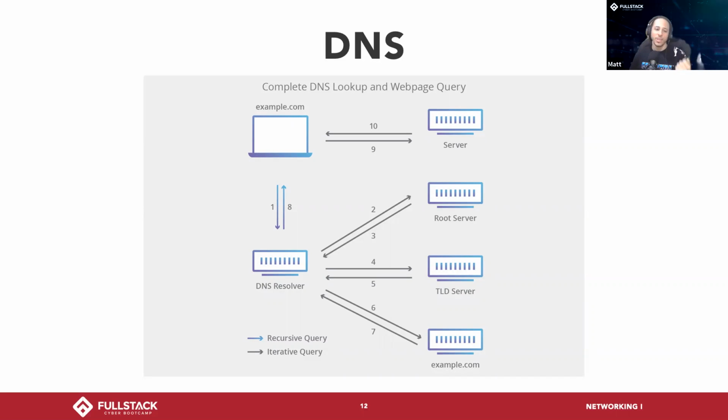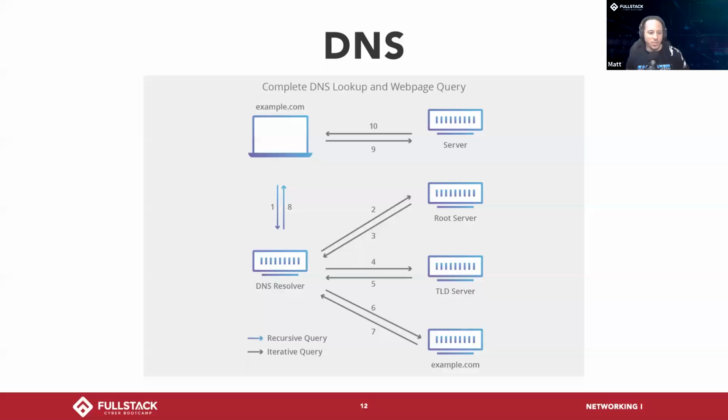Once that DNS resolver has the complete answer, it sends the response to you. That's number 8. And now finally, you know what the IP address of example.com is. So you can make a request, that's number 9, to the server that you wanted. And number 10 is the response from that server.